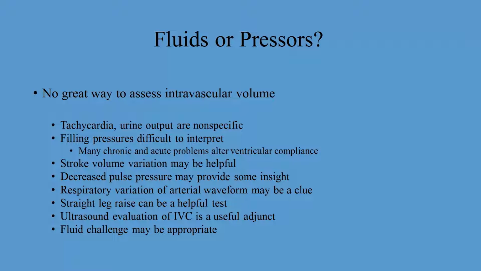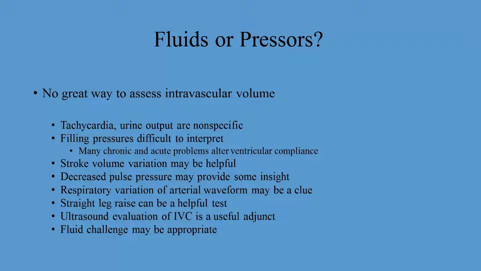Filling pressures, the CVP, and the wedge pressure, or the pulmonary artery occlusion pressure, are difficult to interpret, and there's a lot of chronic and acute problems that alter ventricular compliance, which changes the pressure volume relationship with the heart. So those filling pressures are really hard to use as an indicator of end diastolic volume or preload. In fact, there's studies going back to the early 1980s that show that filling pressures really are not good indicators of preload.